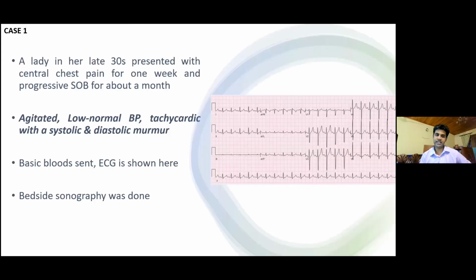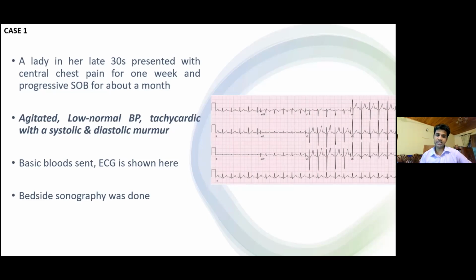Moving on to the first case, which is the index case for discussion today, a lady in her late 30s presented with central chest pain for about a week. She also had progressive shortness of breath, which lasted maybe for about a month. On presentation, she was agitated with low normal blood pressure. She was tachycardic with a harsh systolic and a faint diastolic murmur. The bloods were immediately sent and the ECG is shown here. As you can appreciate, there's a sinus tachycardia, but nothing abnormal here.